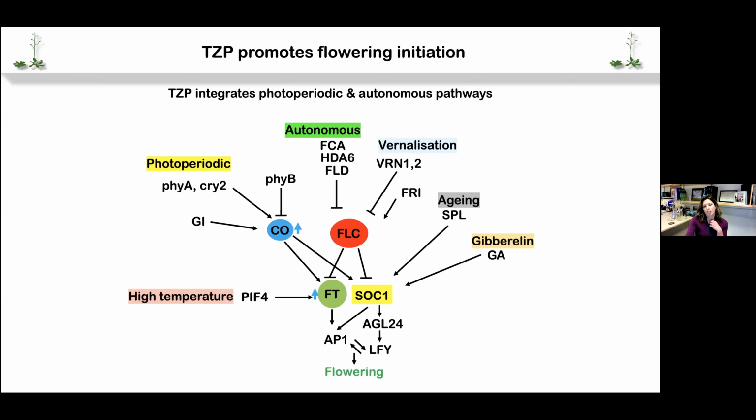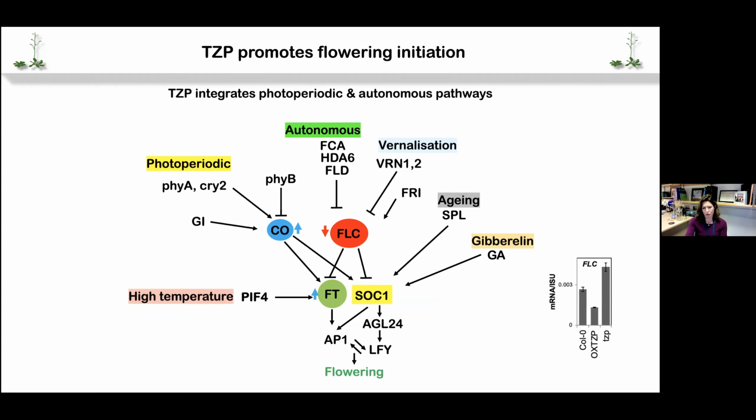Now, of course, initiation of flowering is quite a complex response, and it's not only regulated by light. There's also pathways related to high temperature, the autonomous pathway, vernalization, aging, and also hormones can regulate flowering initiation. And in addition to the photoperiodic flowering, we saw that TZP can also regulate FLC. I mean, initially we used this as a potential control, but we could see that when you overexpress TZP, you have lower FLC levels, whereas in the TZP knockout, you have the opposite effect.